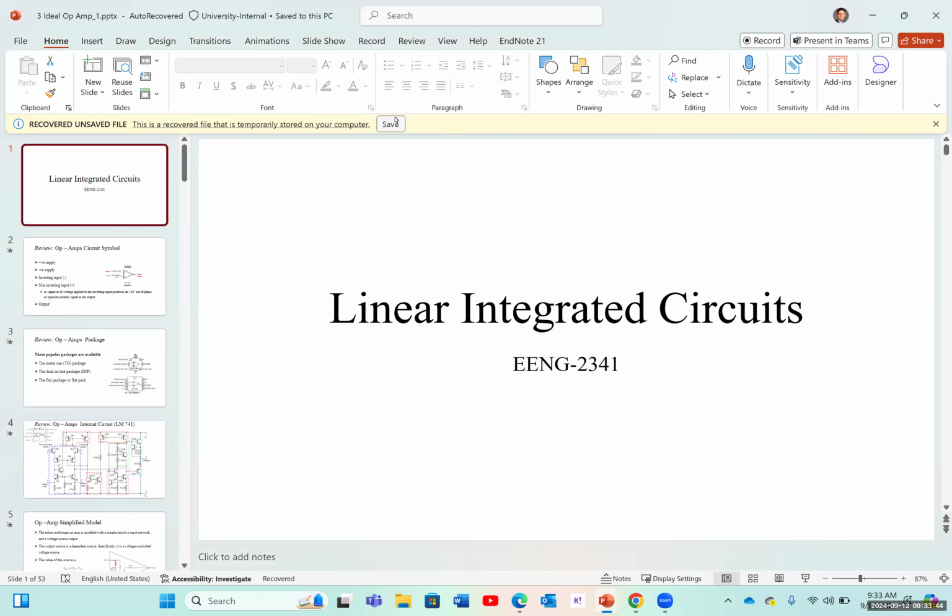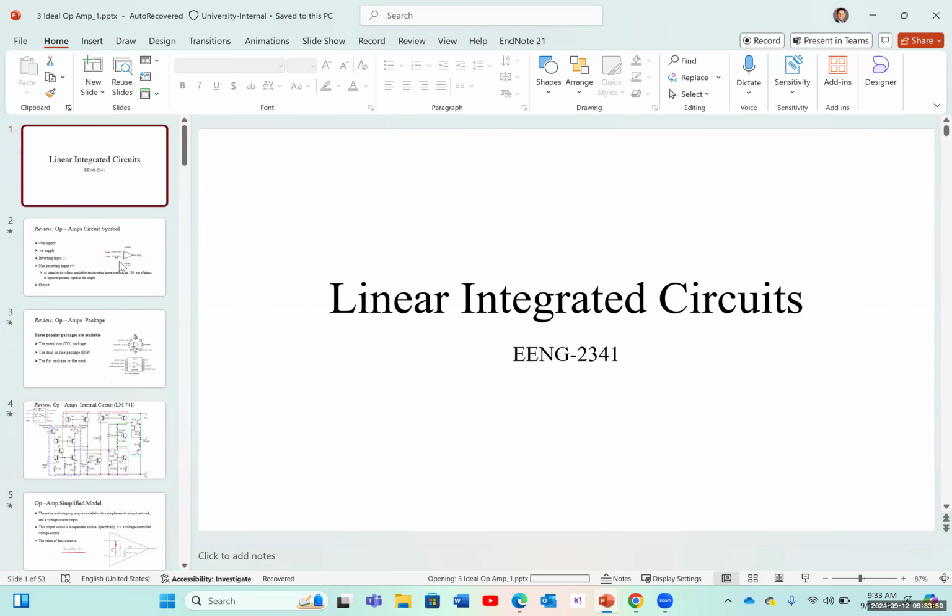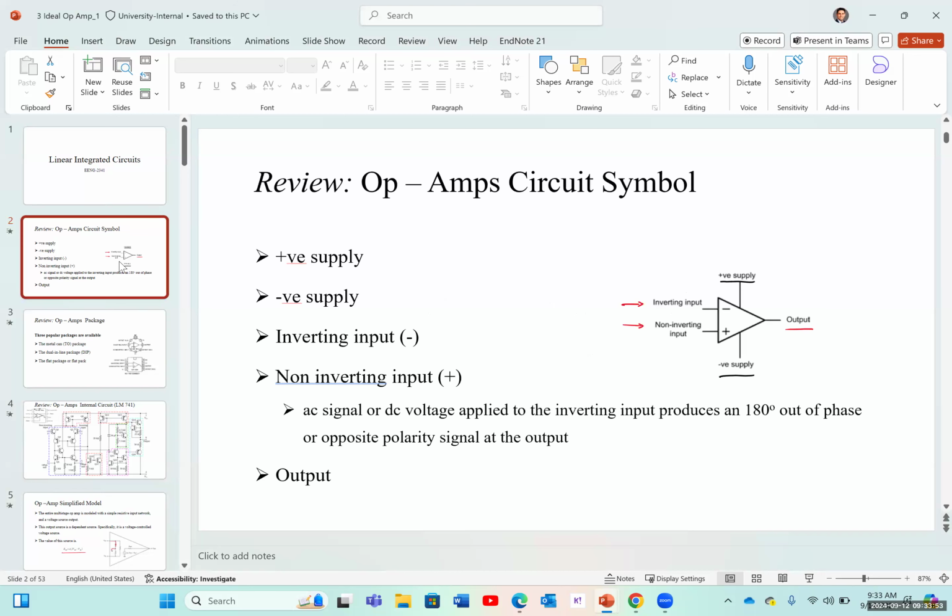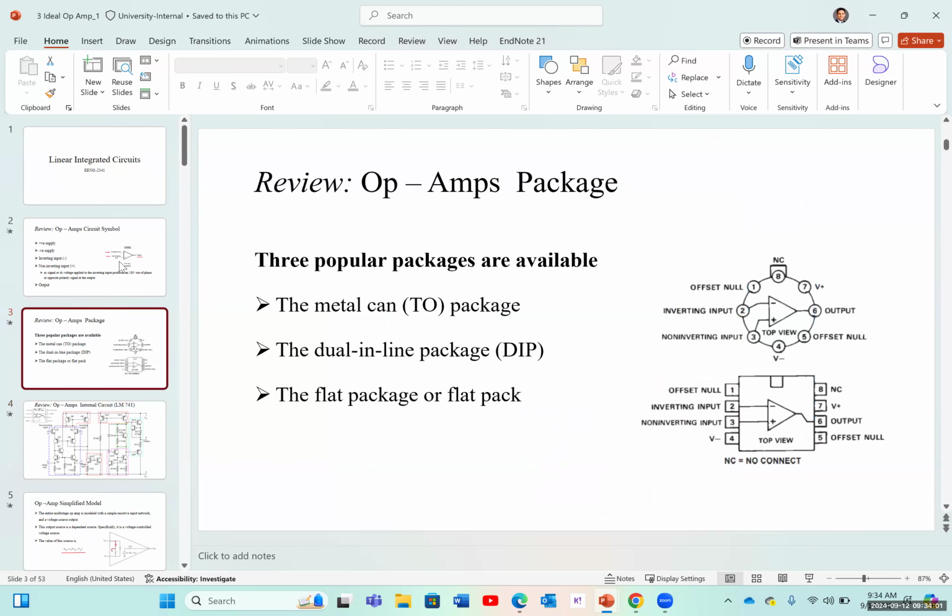In the previous class, we focused on ideal op amps and how we can solve ideal op amp problems. I'm going to do a quick review today, and I will continue with ideal op amps and solve different ideal op amp problems. Most of our focus today would be solving practice problems. Then I will go through difference amplifiers and summing amplifiers and so on.